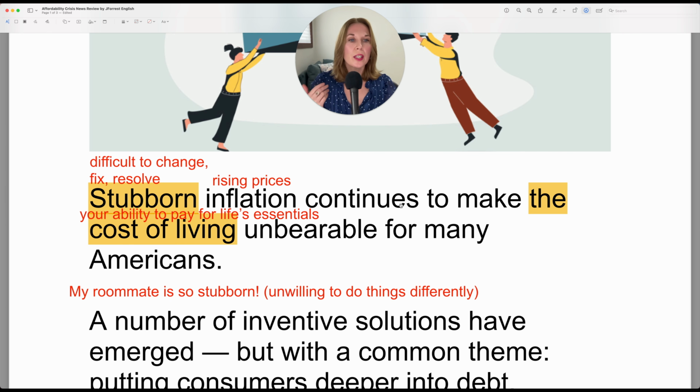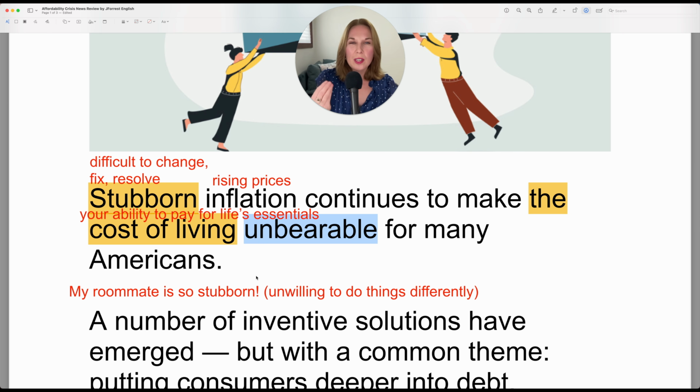Stubborn inflation continues to make the cost of living, your ability to pay for life's essentials, the cost of living unbearable. So if the cost of living is unbearable, it means it's so difficult or painful that you don't want to experience it anymore. Unbearable is a very commonly used adjective to describe situations. You can say, living with my roommate is unbearable because she's so stubborn.